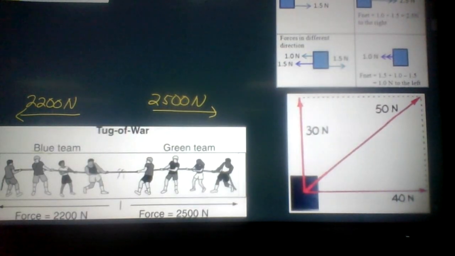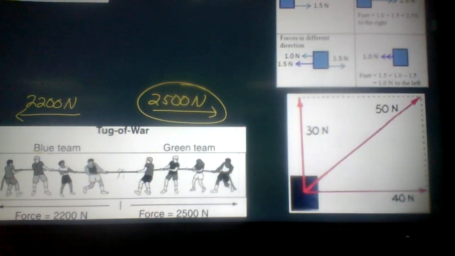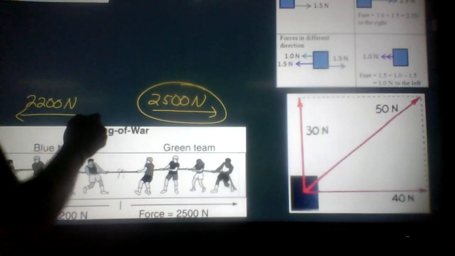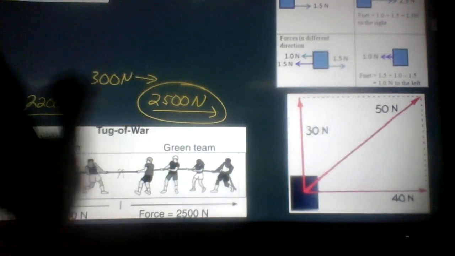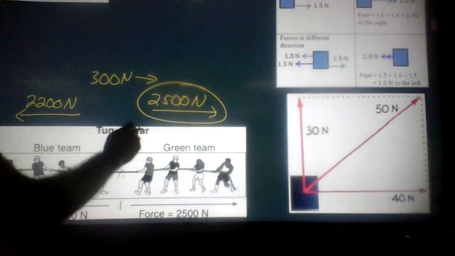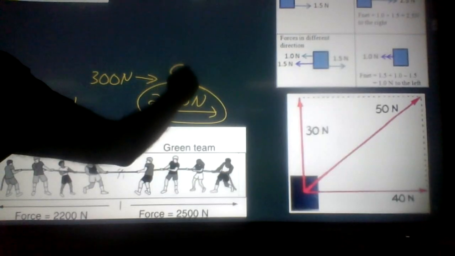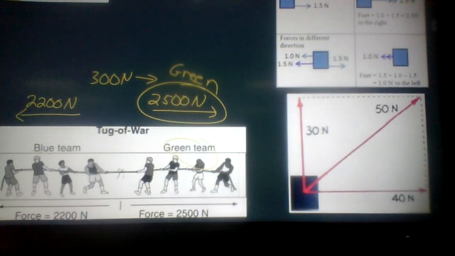Which team's going to win? This is one of those, duh, the team pulling with a stronger force will end up winning. How much stronger is 2,500 newtons than 2,200 newtons? Pretty obvious, just subtract. We have 300 newtons of net force going to the right by subtracting these two numbers here. So the green team, that's what this word says, in case you can't see it, that team's going to win. Okay, now let's come over here.